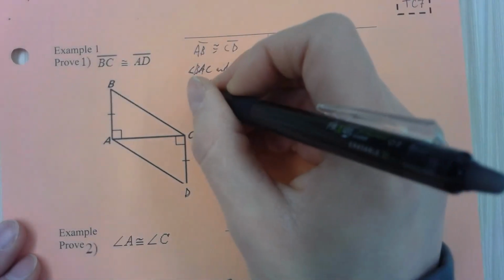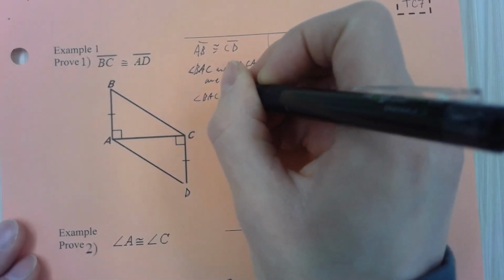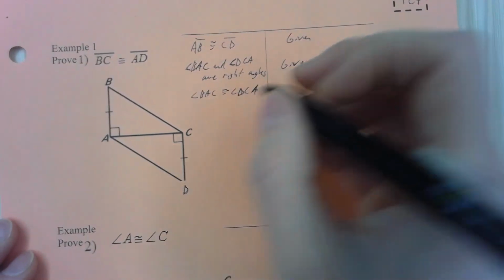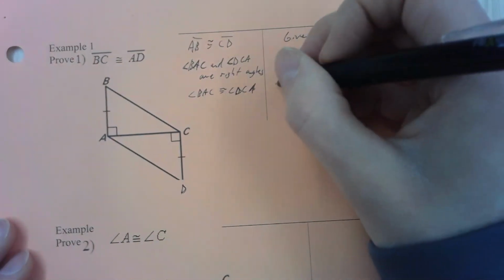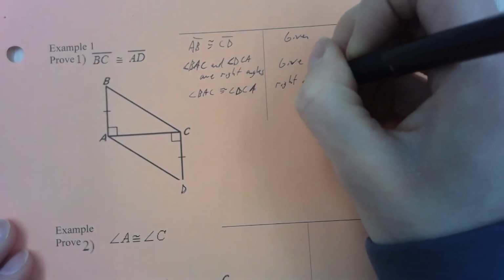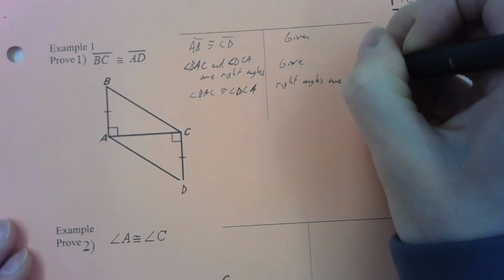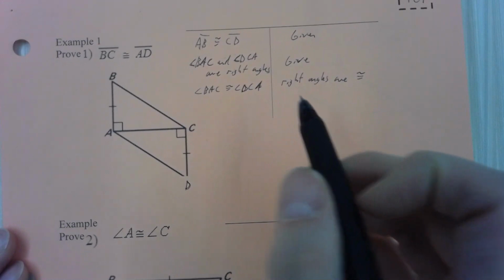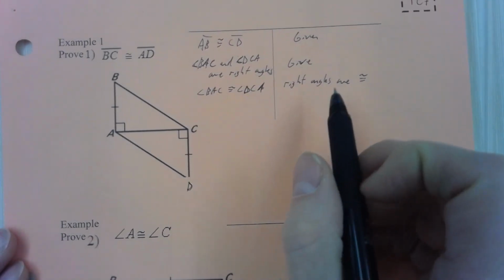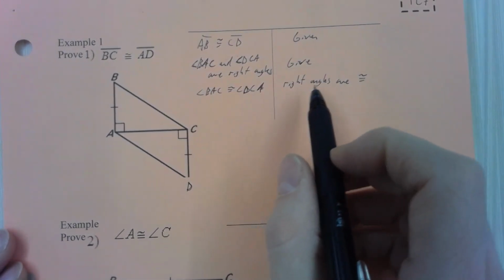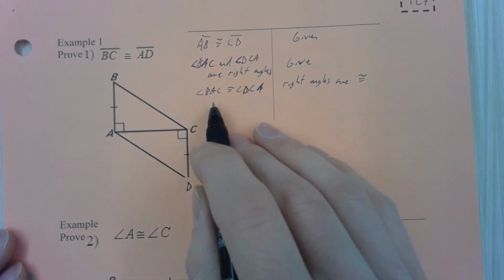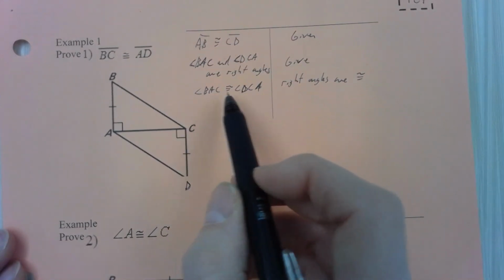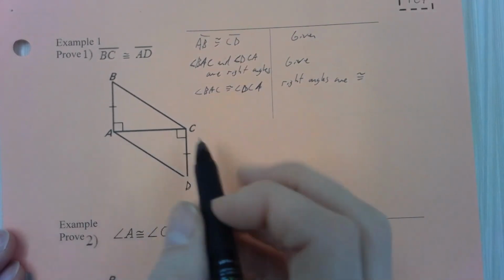So not only are those right angles, but angle BAC is congruent to angle DCA, because right angles are congruent. That was a theorem from a previous chapter, a previous unit. So now I have a side that we've said is congruent, an angle that we've said is congruent, and we need one more thing.